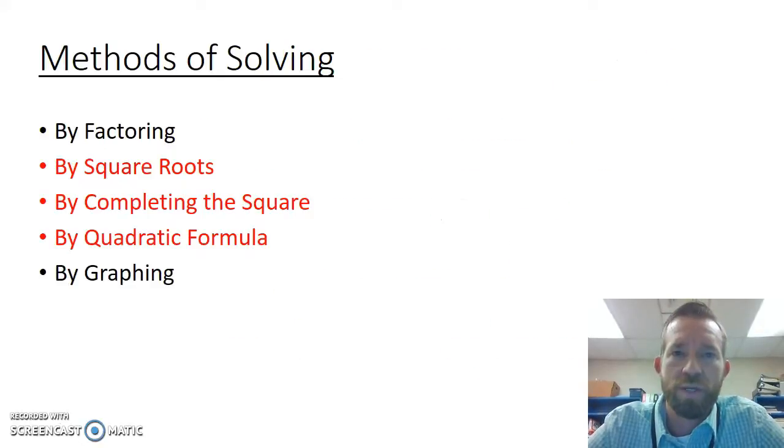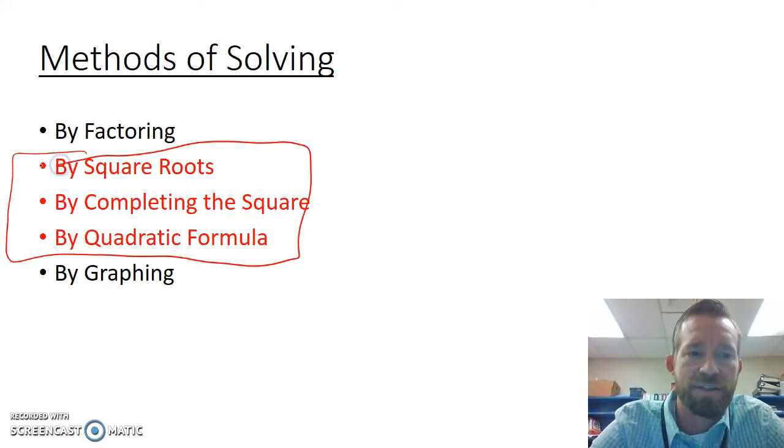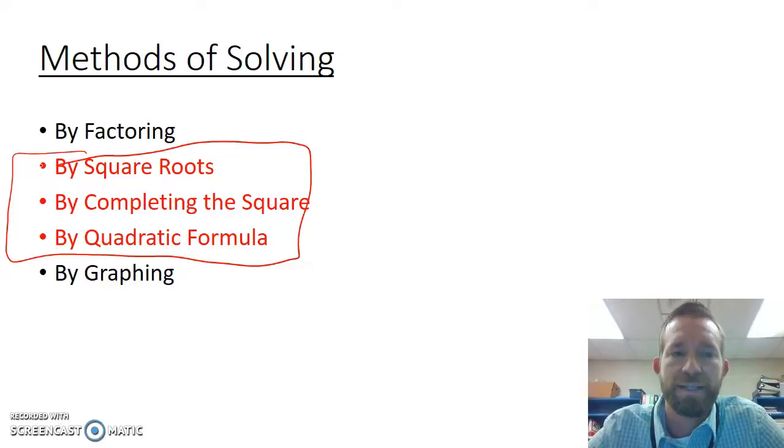So what we're going to do with imaginary numbers is we're going to solve things. Solving with imaginary numbers could use any of these methods. We've learned these three methods in the past. We're going to put these methods to use here. And so we're going to talk about when these occur.